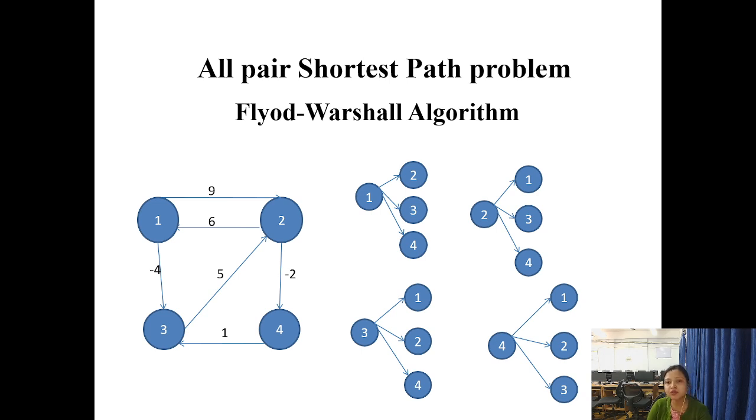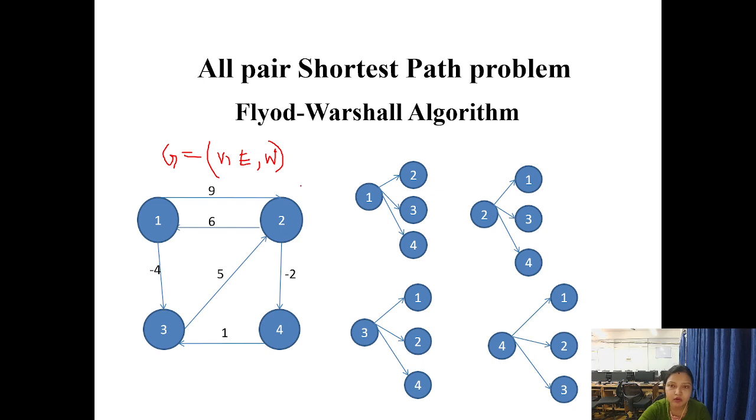Now, what is the all pair shortest path problem? The all pair shortest path problem finds the shortest distance between every pair of vertices of a graph. That means this problem can be solved using a graph. So what is a graph? I'm just giving you the basic idea of a graph. A graph is a set of vertices, edges, and associated weights of the edges. Okay, so this is a graph.